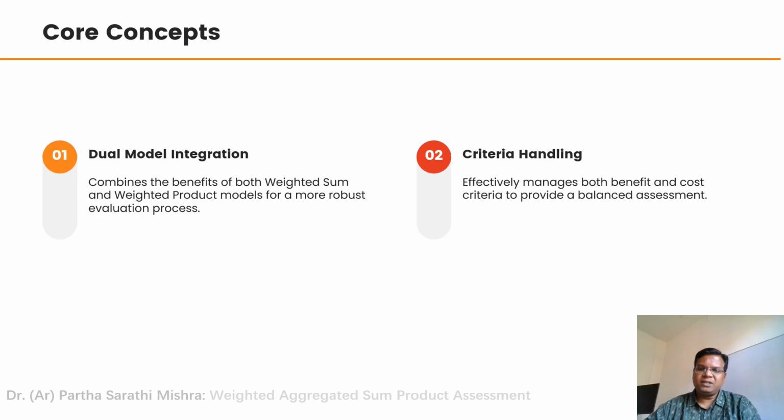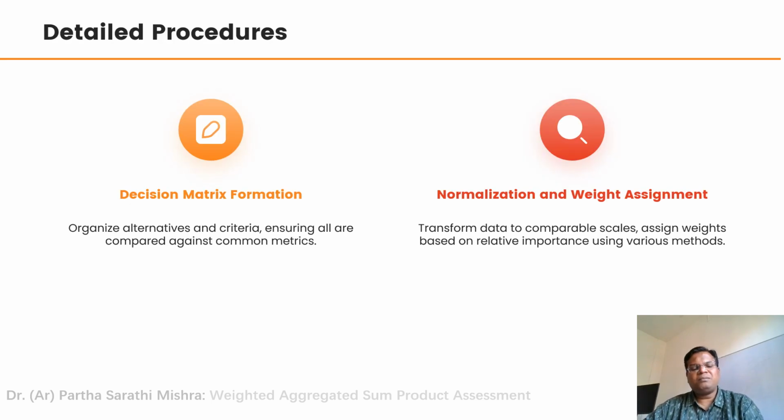For example, water pollution level. If the pollution level is increasing, it is not good for us. So we can say it is a cost criteria. Whereas water purification level, if the purification level is increasing, we can say it is beneficial for us. So that's why it is a beneficial or benefit criteria. So the WASPAS method can handle both the benefit and cost criteria.